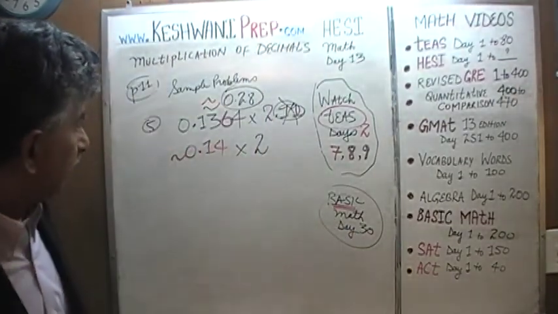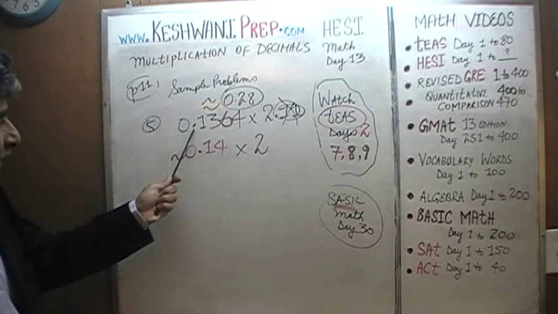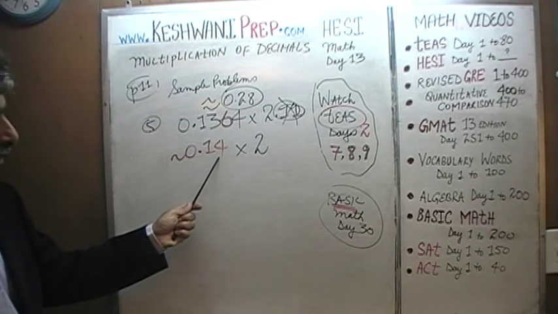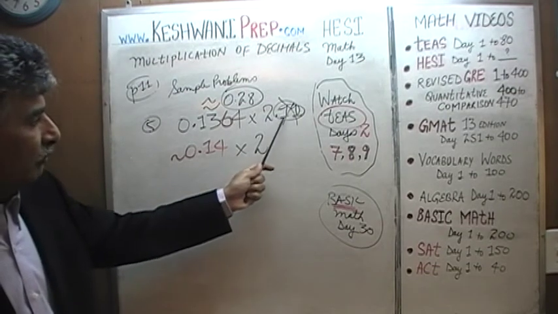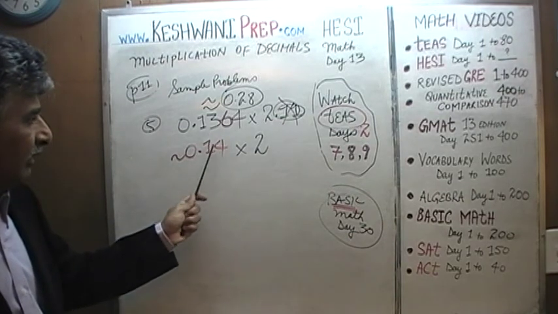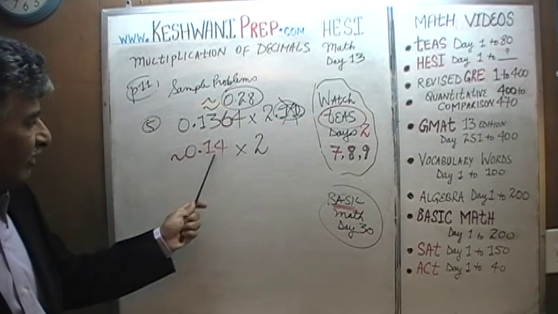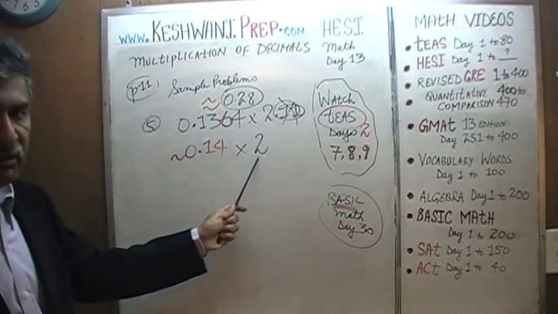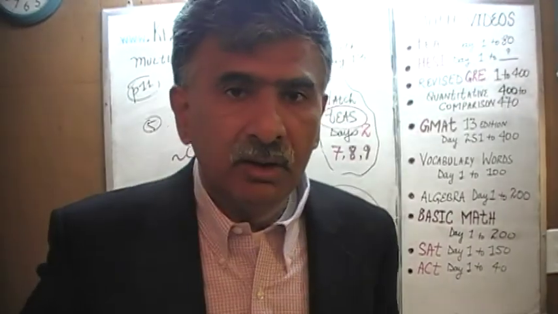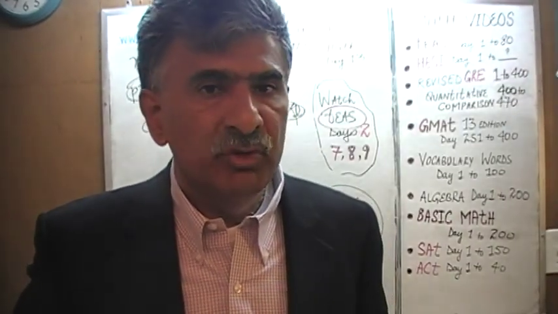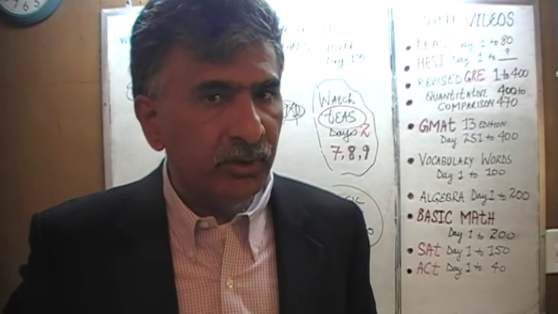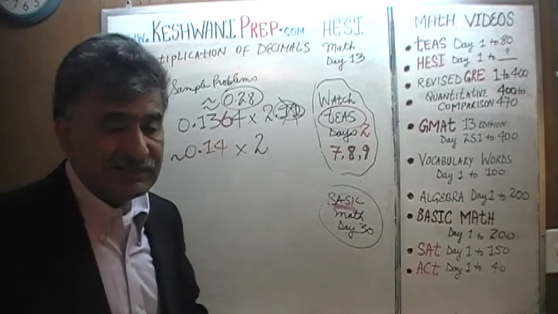I'll tell you why. The reason why it is difficult is because by pretending that 0.1364 is 0.14, we are overestimating it. But at the same time, by pretending that 2.11 is just 2, we are underestimating it. So here we are overestimating 0.1364 as 0.14. Here we are underestimating. They negate each other, but it's very difficult to tell the extent of the two processes as to which one is going to prevail. And therefore, you cannot tell whether the final answer should be a little bit more than 0.28 or a little bit less than 0.28.